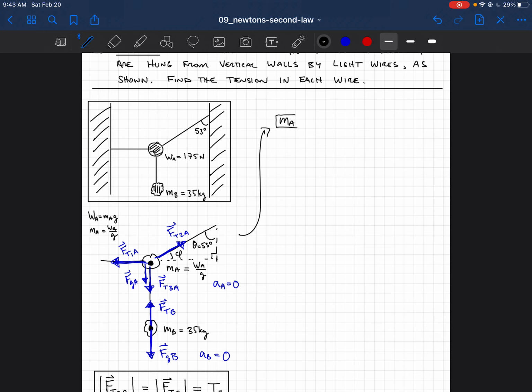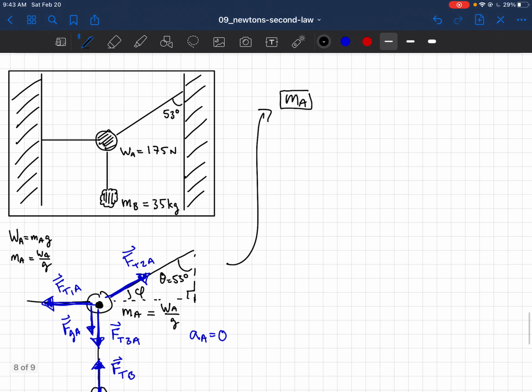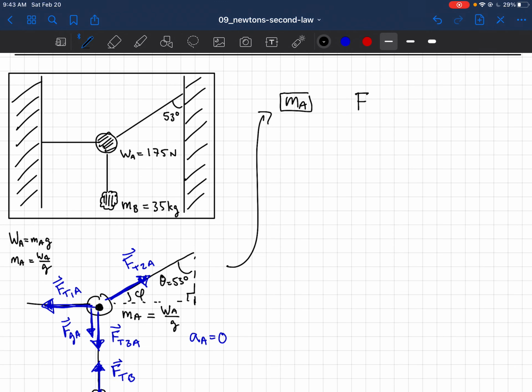Let's just call it MA. And we're going to write down Newton's second law for that object. So we have F net A is equal to M A a A. So that's basically the equation on the equation sheet, but I've just said I'm dealing with object A here.